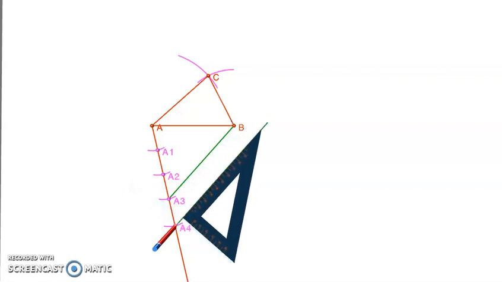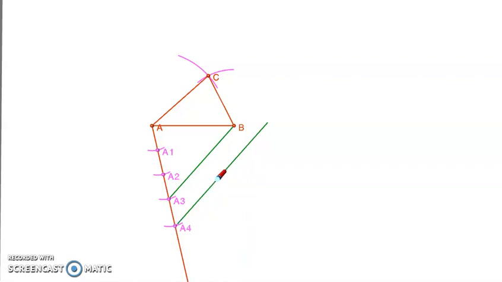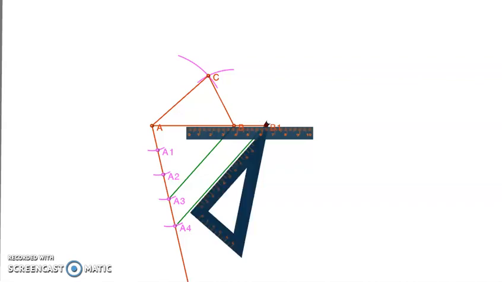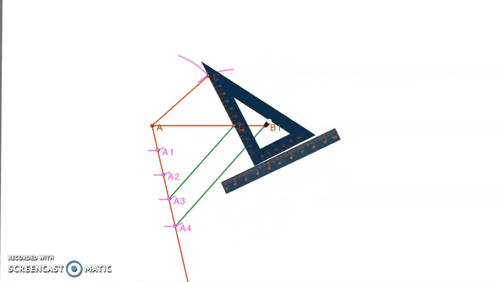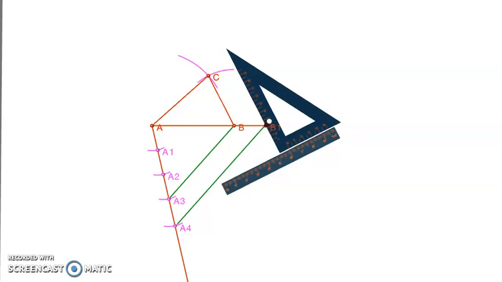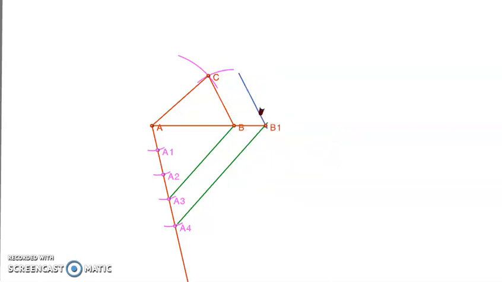Observe, children, the point will be outside of the line segment AB. So we'll be extending it. We'll extend AB to AB1, which forms the base for our similar triangle which we are going to construct. Now draw a parallel to BC passing through B1 and mark the point C1.